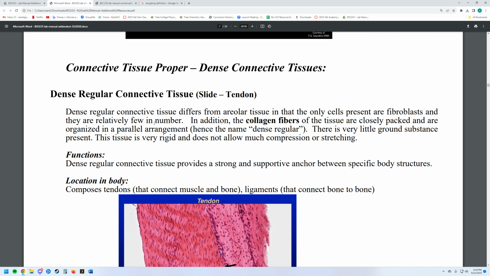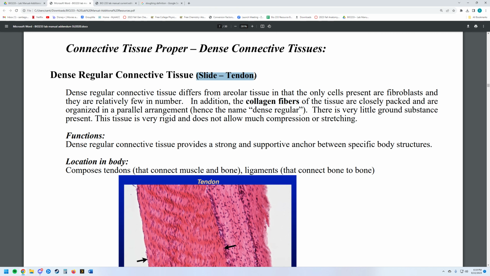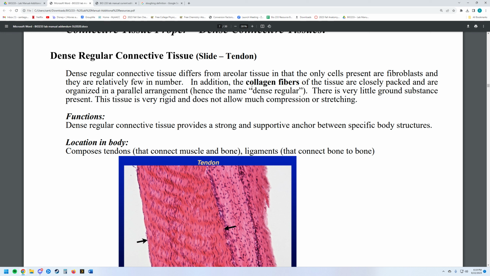Dense regular connective tissue. It's going to show us the slide of a tendon. Dense regular tissue differs from areolar tissue in that the only cells present are fibroblasts, and they are relatively few in number. In addition, the collagen fibers of the tissue are closely packed and are organized in a parallel arrangement, hence the name dense regular. There's very little ground substance present. This tissue is very rigid and does not allow much compression or stretching.